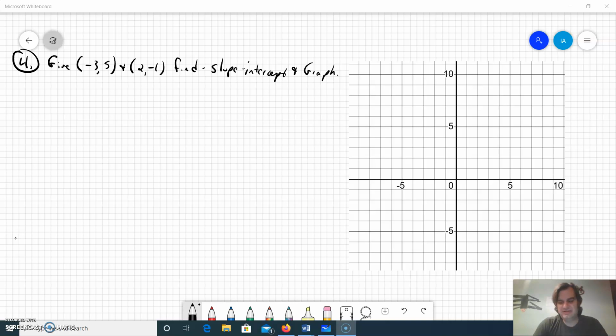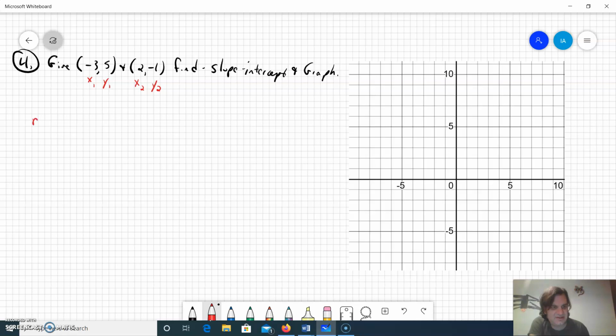Okay, so the solution to problem number 4. I had an error, so I had to go back and fix it. If something weird happens, let me know. You're given the points negative 3 for x1, 5 for y1, x2 would be 2, and y2 would be negative 1. You're going to try and find the slope, intercept, and the graph.